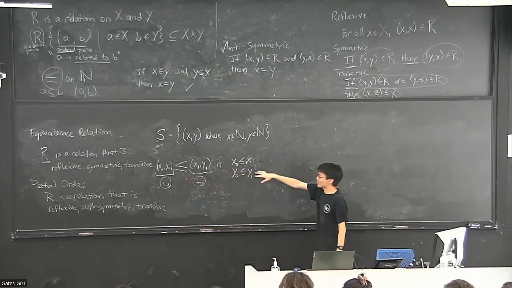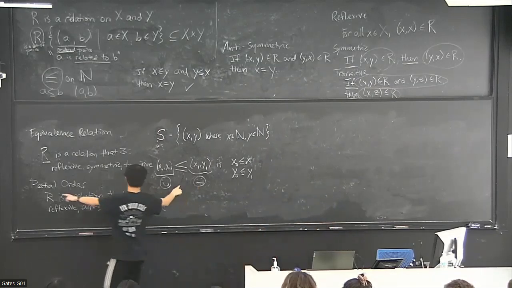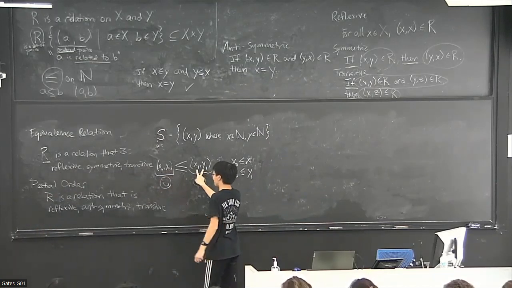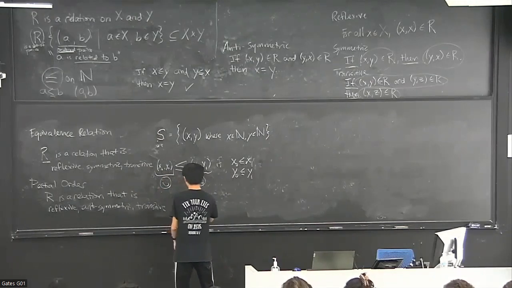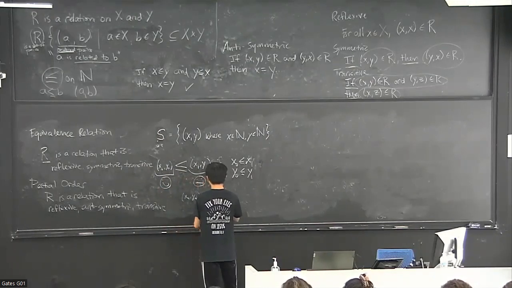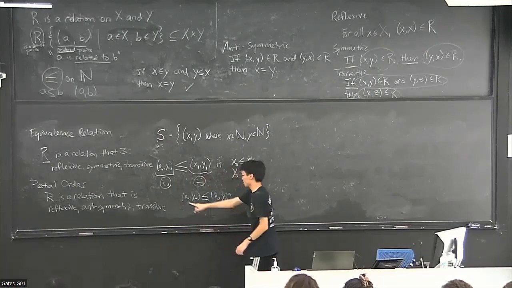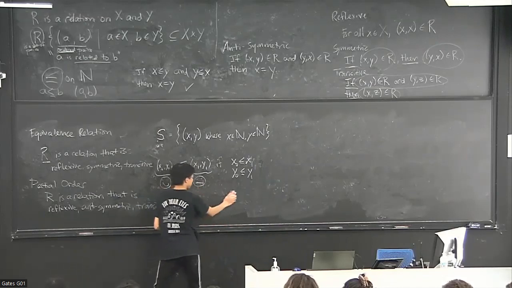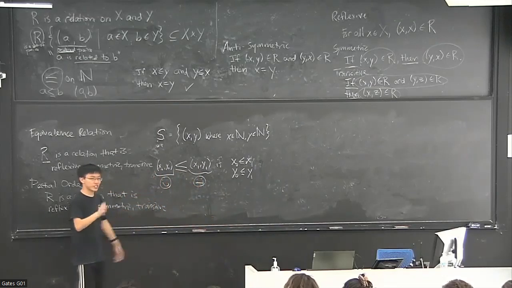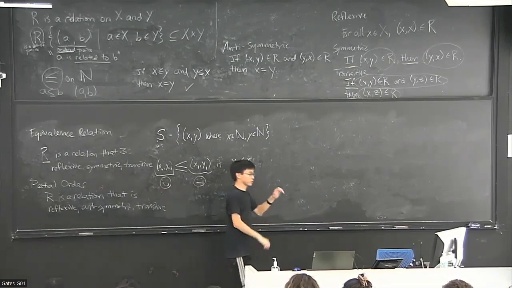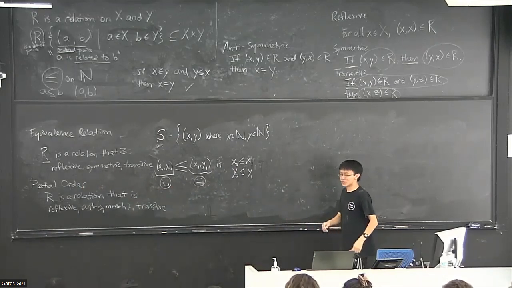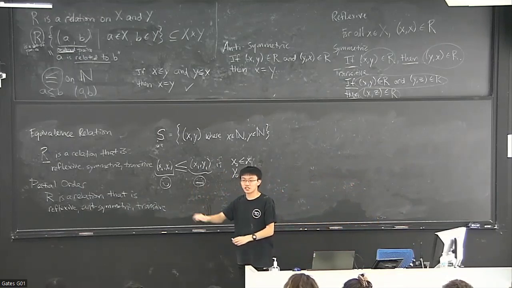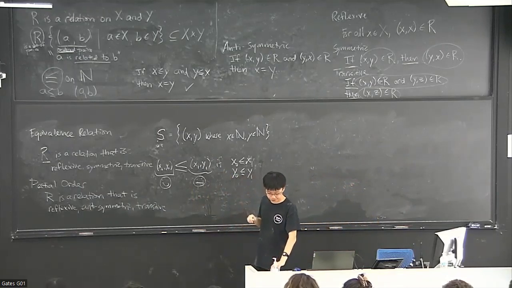You should be able to verify that this, in fact, is a partial order. It's reflexive because if I did (x0, y0) and (x0, y0), this is true because this is less than or equal to this, and this is less than or equal to this. It's anti-symmetric and transitive because the natural number less than or equal to is anti-symmetric. I'm not going to write it on the board, but I think it's reasonable enough to verify.